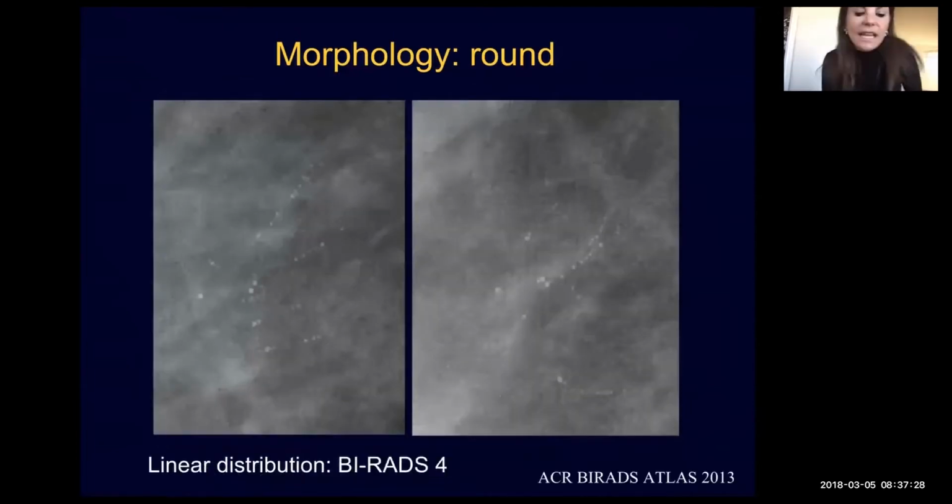However, when these are in a linear distribution, as we have here, even though the morphology is suggestive of a benign process, as we just reviewed, the linear distribution has a PPV for malignancy around 60%. So therefore, despite the morphology, that distribution is so suspicious that we need to recommend biopsy, and we give this a BI-RADS 4 assessment.